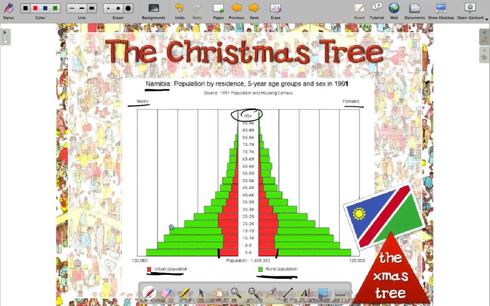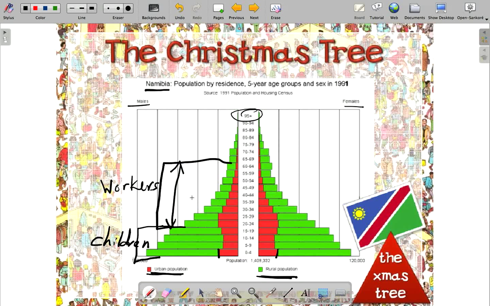From 0 to 19-year-olds, a good portion of the population you can see is in the children, in this section. Again, in the economically active, the workers, you have quite a few, because this is our longest period of life, our longest section of life.